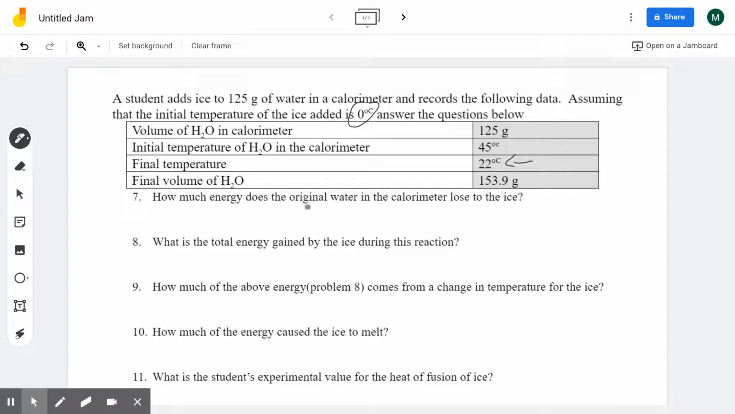So how much energy does the original water, which was 125 grams, lose? It went from 45 to 22. So that's Q equals MC delta T. That's going to be 125 times 4.18 times, goes from 45 to 22, so it's negative 23. I'm just putting in the calculator 125 times 4.18 times negative 23. I get negative 12,017.5 joules.